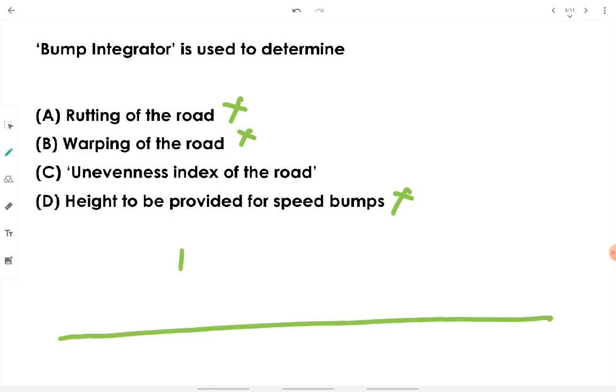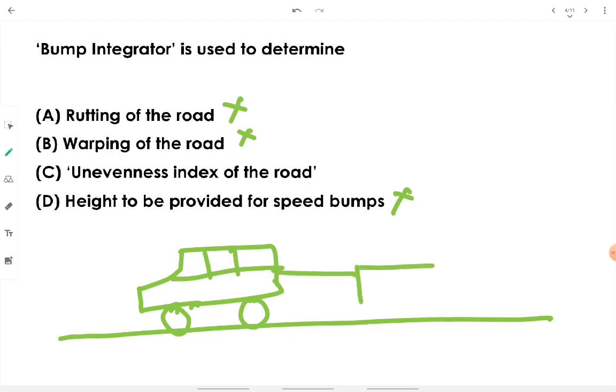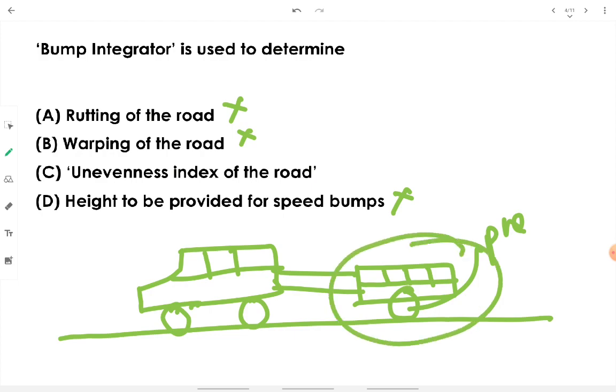For example, just take a vehicle, let's say this SUV is there, and there is a cart. This cart has a single wheel and some electronic chips and an LCD screen installed in it, and a pneumatic tire is installed in this cart. Now what is this device called? This device is called a bump integrator. This is what a bump integrator is.